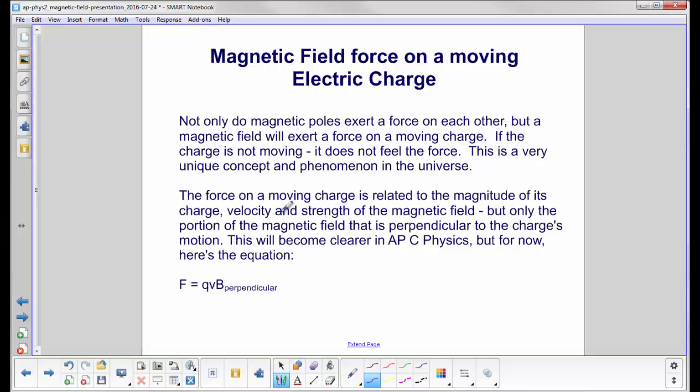The force on a moving charge is related to the magnitude of its charge, Q, its velocity, and the strength of the magnetic field, but only the portion of the magnetic field that is perpendicular to the charge's motion. This will become clearer in AP C Physics, but for now, here's the equation. F is equal to Q times V times B perpendicular.